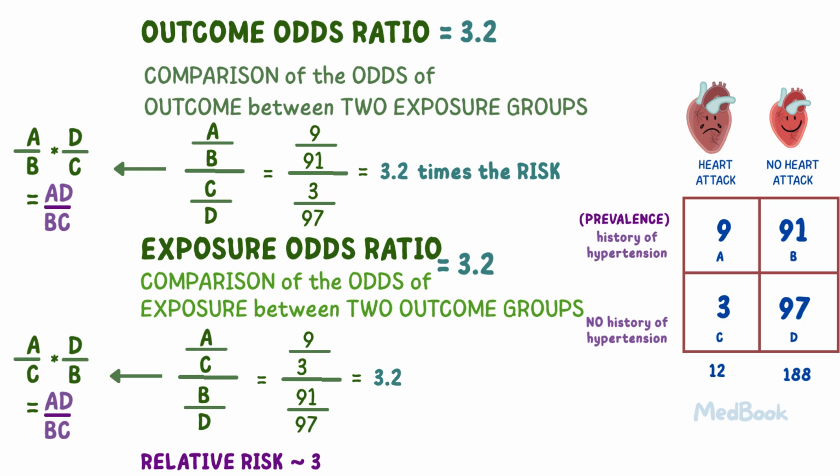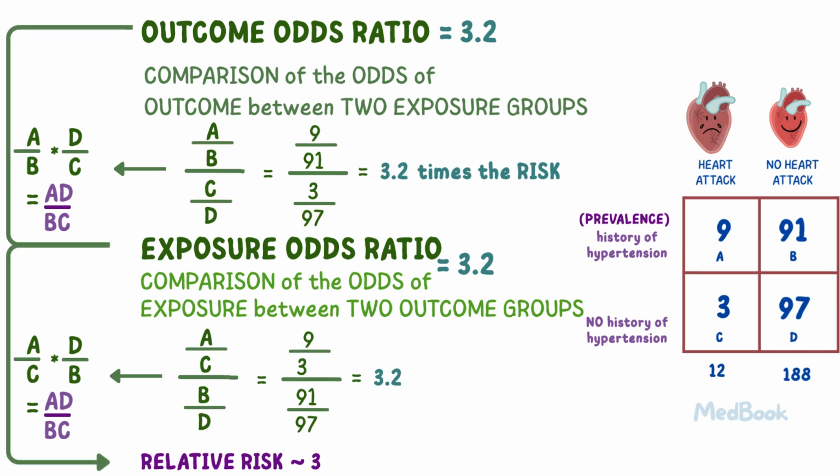In theory, we can use the outcome odds ratio to estimate the relative risk, since they both look at the chance of an outcome occurring in 2 different exposure groups. And, since the exposure odds ratio comes up with the same number as the outcome odds ratio, we use the exposure odds ratio to estimate the relative risk.